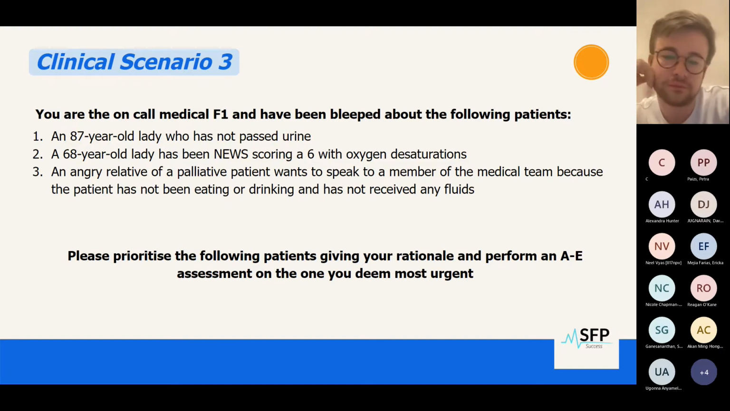And with the third one, the patient with palliative care, this is kind of a concern that the patient wants to speak to a medical team, but we haven't got a medical reason. It's kind of the will of the patient in receiving food and fluids. So I'll prioritize the second patient first, and then the first one, and then lastly the third one. Okay, great.